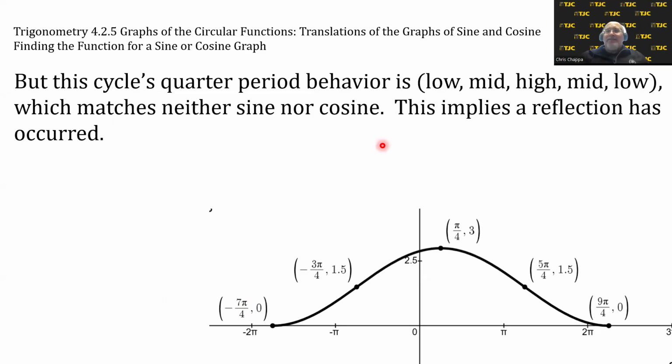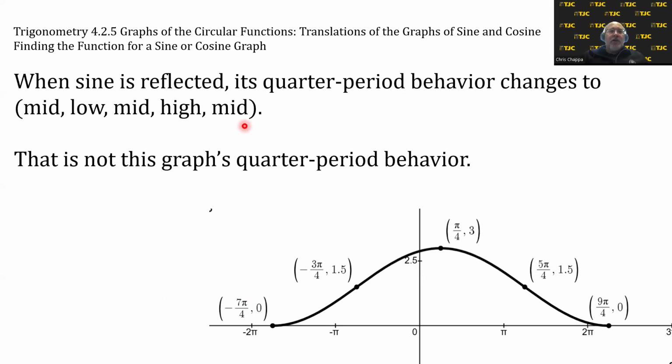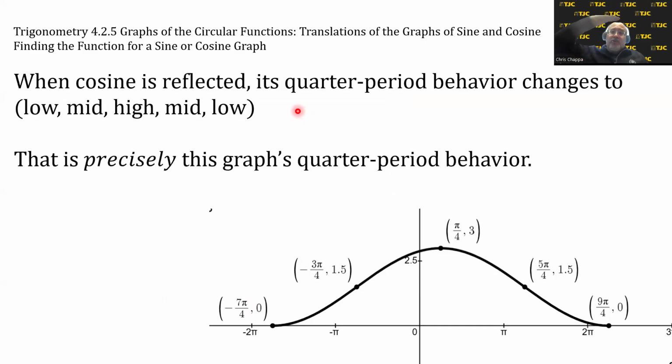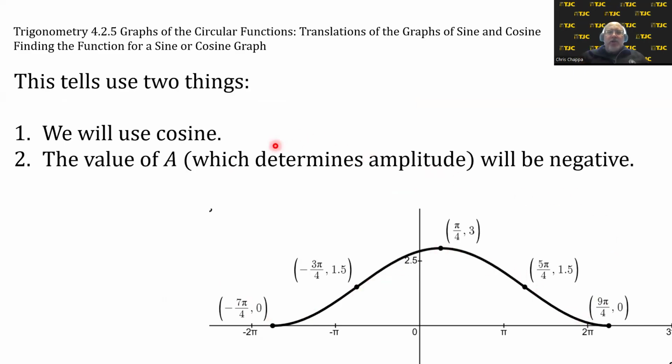What does that mean? That means that a reflection has occurred. So let's see what the reflection quarter period behavior looks like. When sine is reflected, remember sine normally starts mid and goes high, its quarter period behavior changes to mid, low, mid, high, mid, which is not this graph's quarter period behavior. But when cosine is reflected, cosine normally starts high. Its quarter period behavior changes to low, mid, high, mid, low, which is precisely what this is. So this tells us two things. Number one, we're going to use cosine. And number two, the value of A, which determines the amplitude, will be negative.